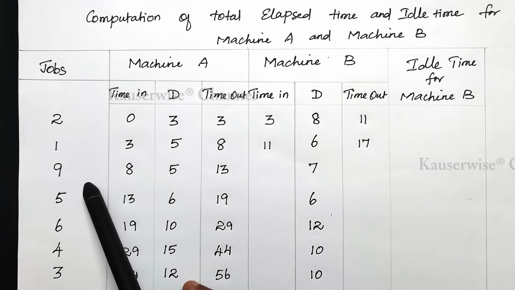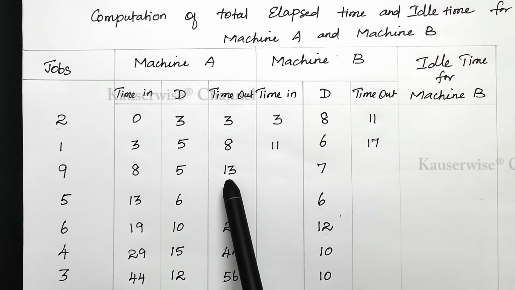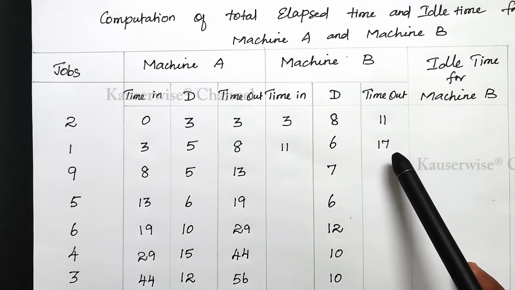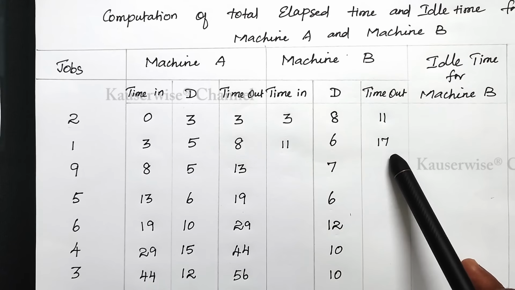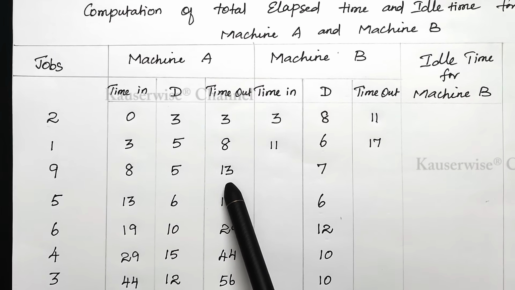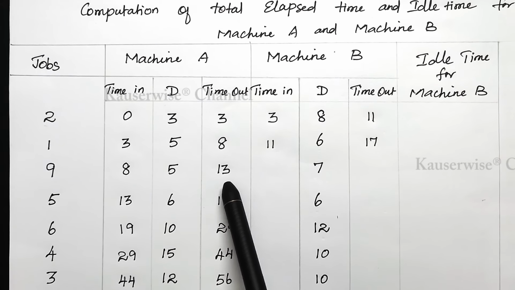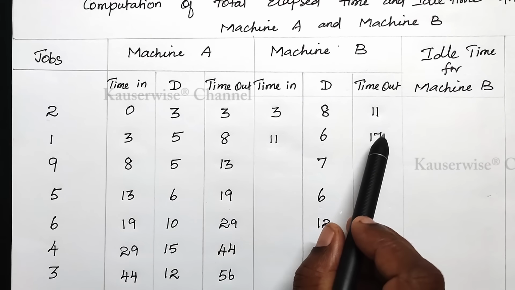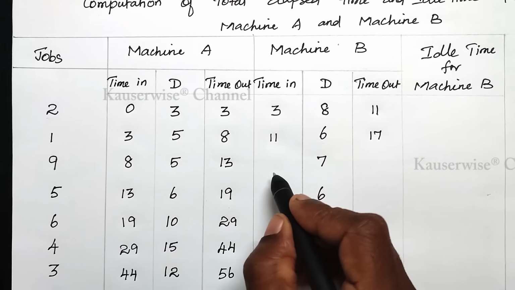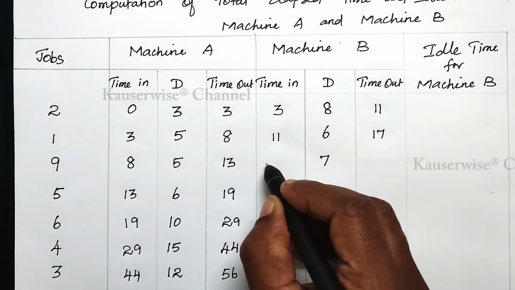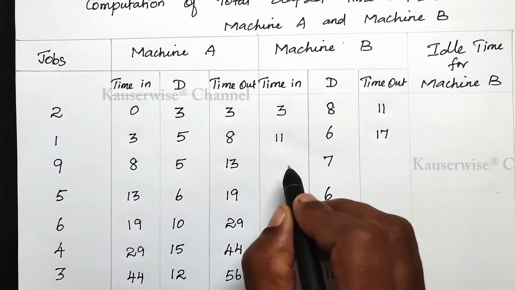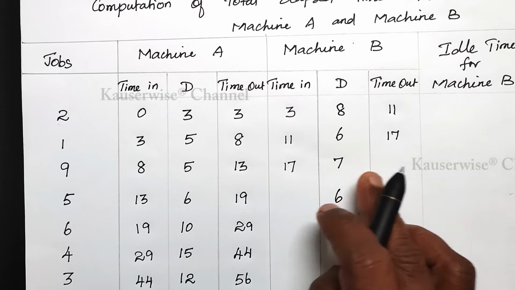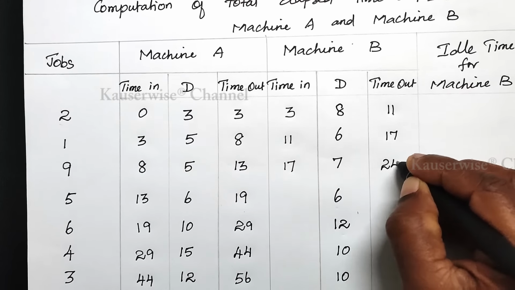Look at the next job, that is job 9, and its out time from machine A is the 13th hour. Here the previous job completion time on machine B is 17. 17 is greater than machine A's current job out time 13. Machine B can take up the next job after completing the previous job only, right? So, we need to enter the greater value, that is 17, as the in time for the current job on machine B. So, 17 plus duration 7 is equal to 24. So, 24 is the out time.